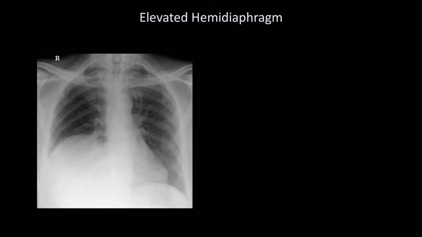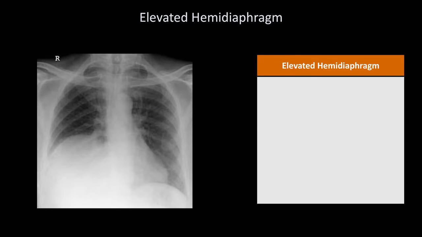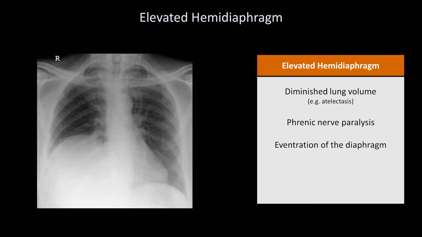Let me move away from the pleura and talk about the diaphragm for a minute, specifically the finding of an elevated hemidiaphragm. There are a number of reasons this can occur. It can be from diminished lung volume, phrenic nerve paralysis, eventration, which is an abnormal contour of the diaphragmatic dome due to incomplete muscularization, also a subphrenic abscess, or hepatomegaly or splenomegaly.